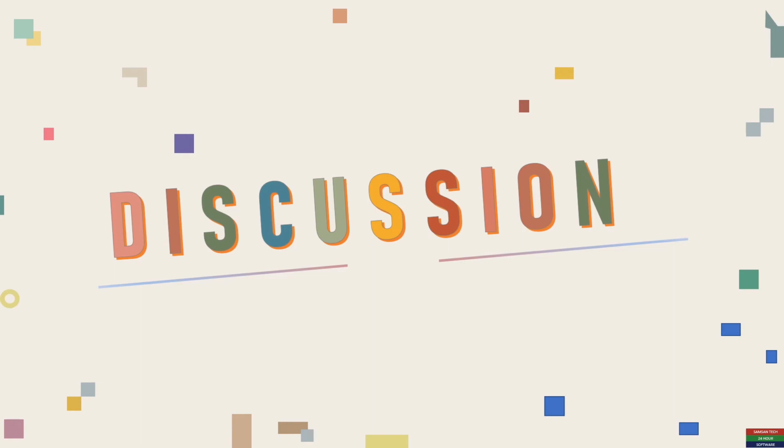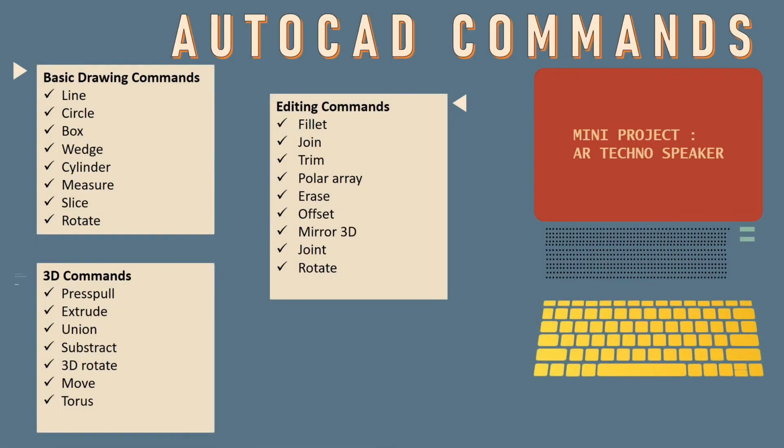We move to discussion. Firstly, AutoCAD commands. Basic drawing commands: line, circle, box, wedge, cylinder, measure, slice, and rotate. 3D commands: press pull, extrude, union, subtract, 3D rotate, move, and torus. And lastly, editing commands: fillet, join, trim, polar array, erase, offset, mirror 3D, join, and rotate.